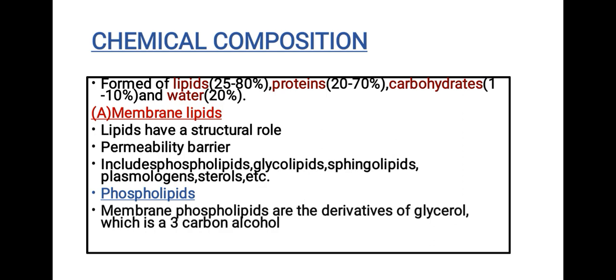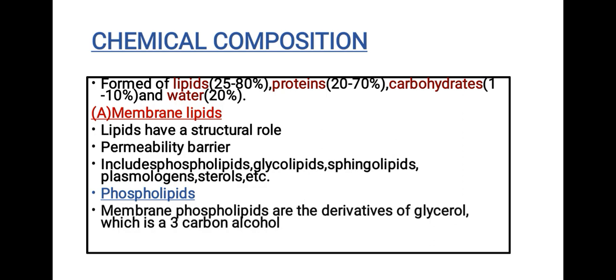When you look at the chemical composition, the membrane is formed of lipids, proteins, carbohydrates and water. Membrane lipids have a structural role and form the permeability barrier. They include phospholipids, glycolipids, sphingolipids, plasmalogens, and sterols.